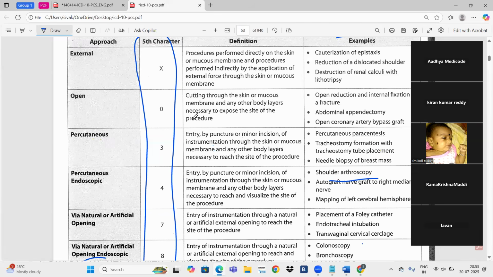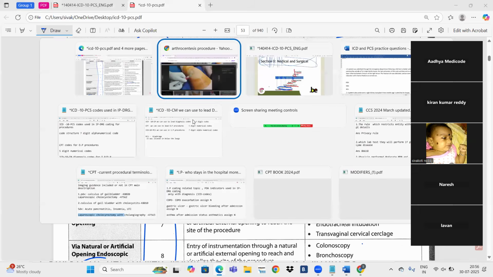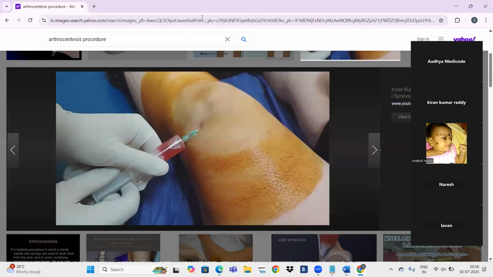Scopy means visualization. Yes, visualization. We see a lot of advertisements nowadays, no? We are providing laparoscopy procedure, endoscopy procedure, we can discharge in 1 day. We're seeing this word, right? Endoscopy, laparoscopy, colonoscopy. So scopy means visualization. How will they do these scopy procedures?